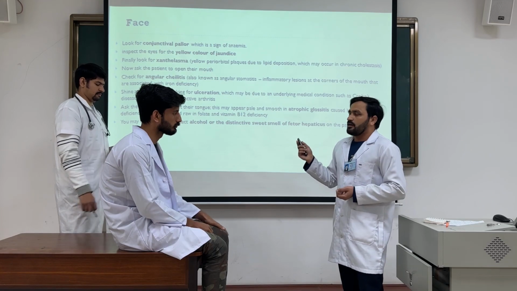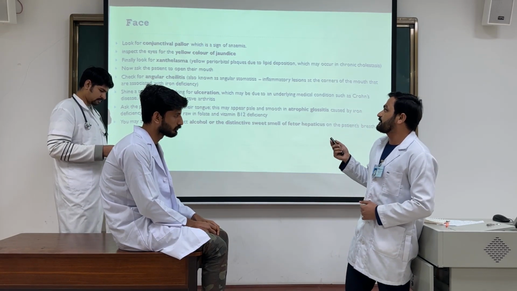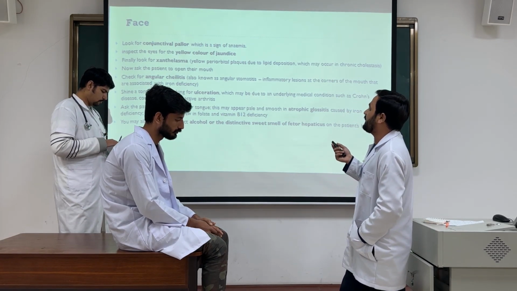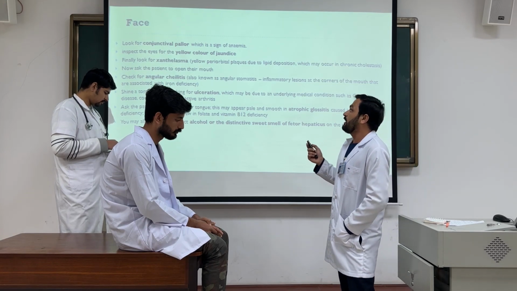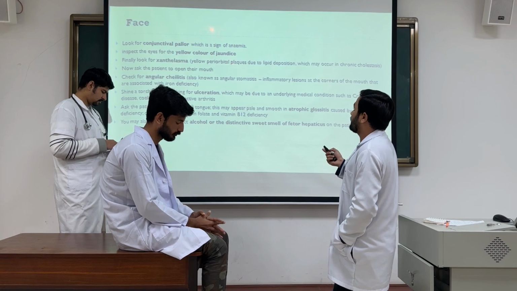After examination of our hand, arm and the axilla, we will go to the face. On the face, what will we see? First, we will see the conjunctival pallor for the signs of anemia. After this, we will inspect the eye for yellow color, jaundice.